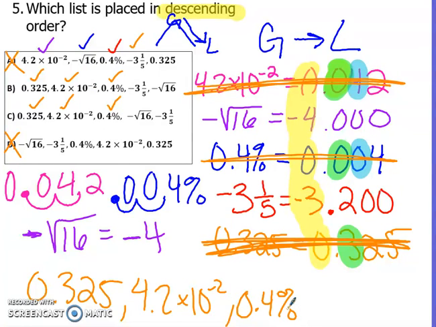So now it's down to, I can go back to the yellow, right? Negative 4 or negative 3. Which number is greater? You're asking yourself, which one's closer to 0? And the answer is negative 3. Negative 3 is a larger number than negative 4. Therefore, negative 3 and 1/5 is my next number, leaving me with the negative square root of 16 as my last number. I look at my list. B is my answer.